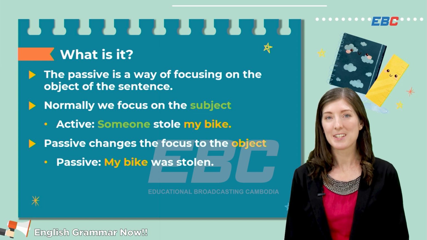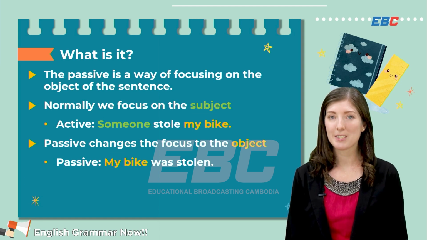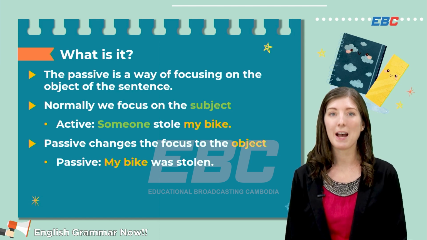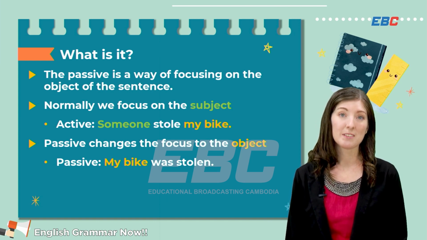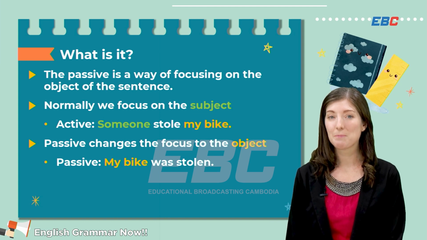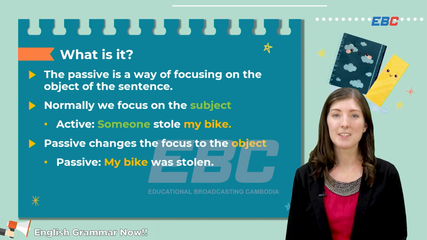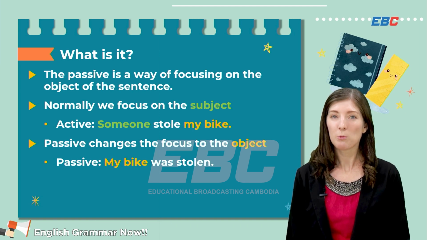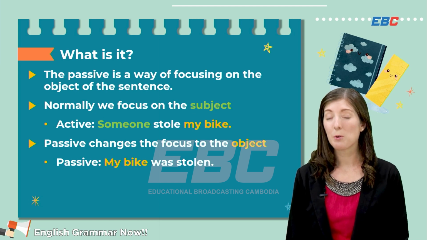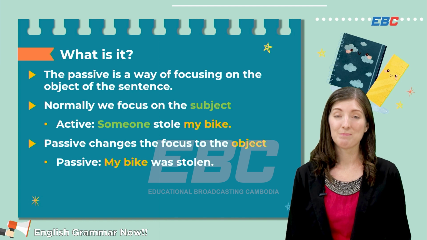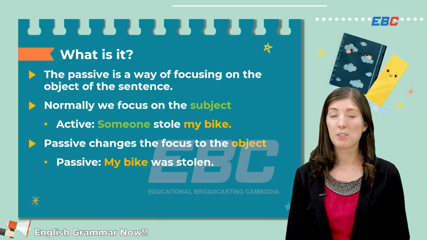In most English sentences, we start with the subject. We call these active sentences. It's the opposite of a passive sentence. An active sentence will start with the subject. For example, in this sentence, someone stole my bike. In green, we've highlighted the subject. It's someone. In most of the sentences we've already studied, we start with the subject, usually a pronoun or a name, like I, he, she, we, or they.